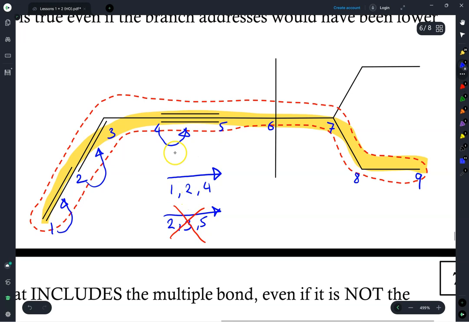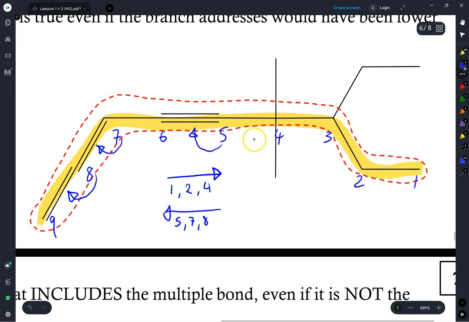All right. Now, what happens if I count right to left? Well, I think it's obvious. By counting right to left, your multiple bonds get a much higher value. So even though the branches would get a lower value, that's great, but the branches are not as important as the parent chain. So we can't count right to left. The address numbers of our multiple bonds are too high. We have to count left to right instead.